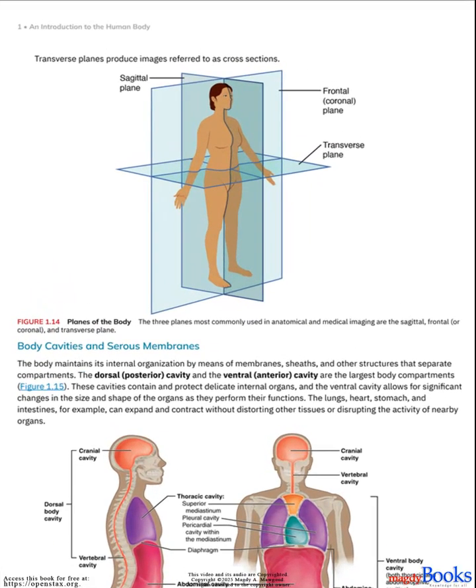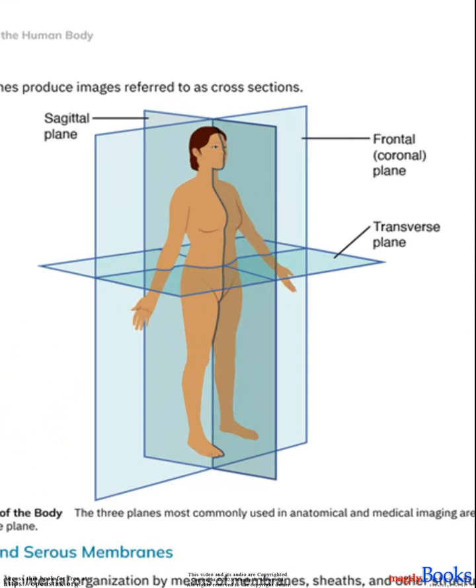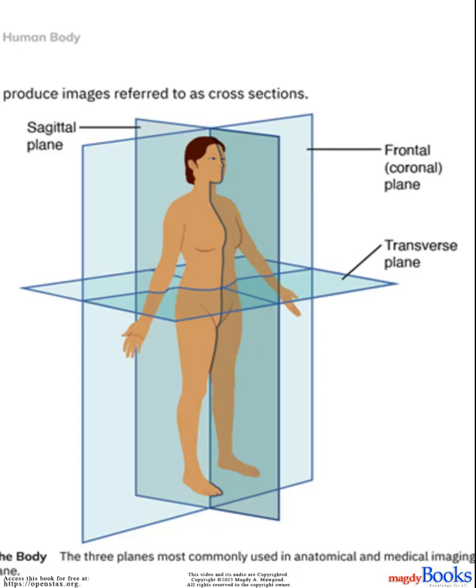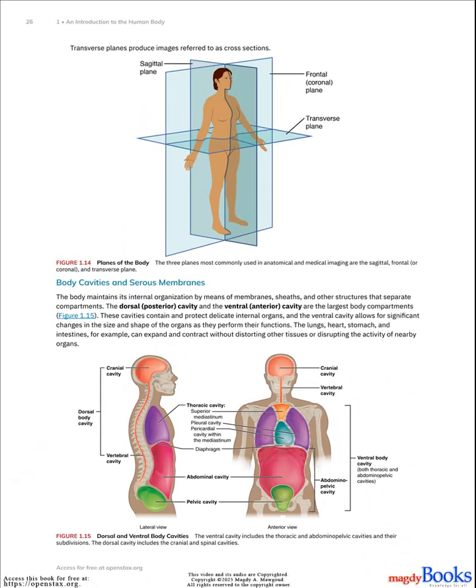Figure 1.14. Planes of the body. The three planes most commonly used in anatomical and medical imaging are the sagittal, frontal, or coronal, and transverse plane. Sagittal plane. Frontal, coronal, plane. Transverse plane.